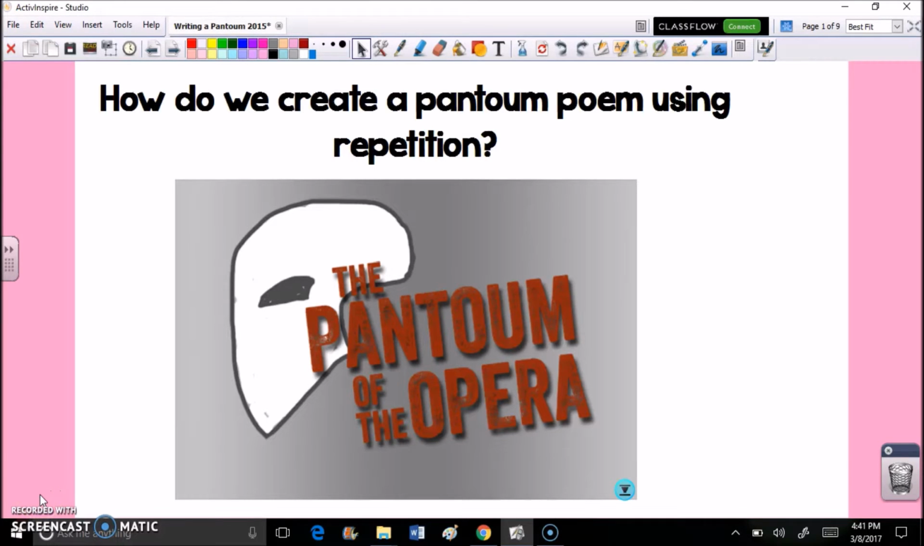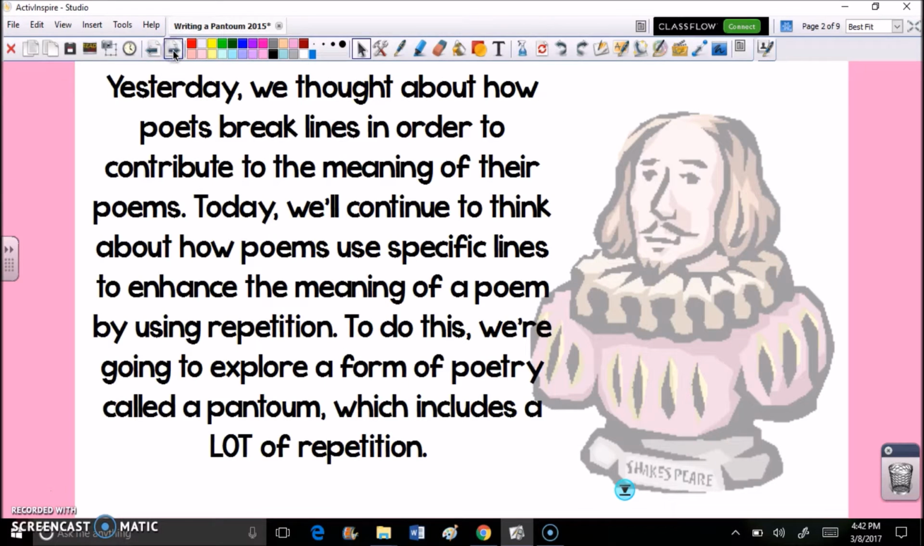Hey guys, this is Miss Arlequin, and in this lesson, we're going to be creating a type of poem known as a pantoum. We're going to have to use a lot of repetition to create this poem. As you're going to see in the lesson, pantoum poems rely very heavily on repetition.